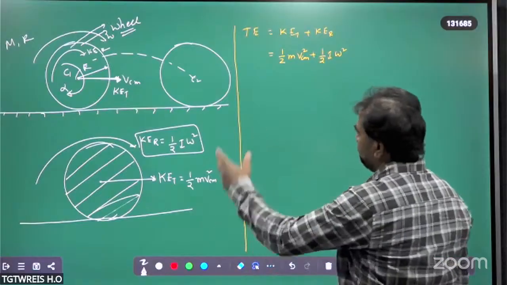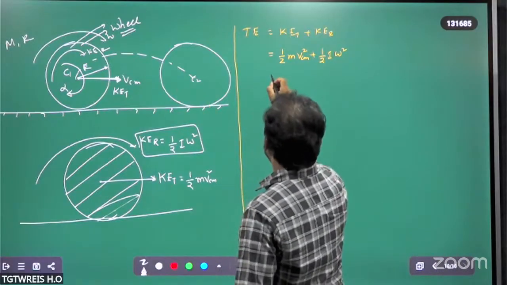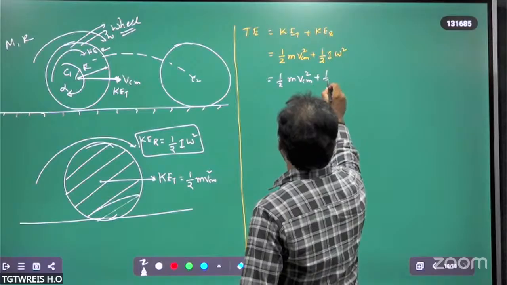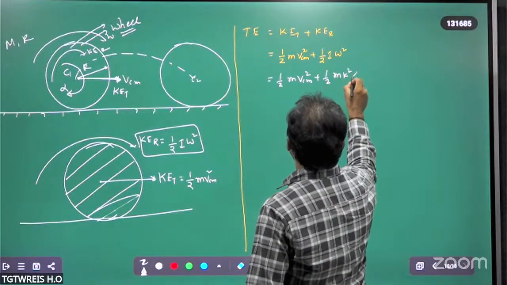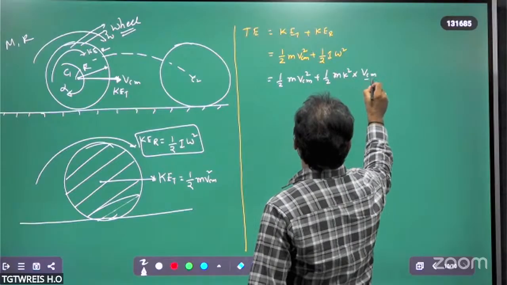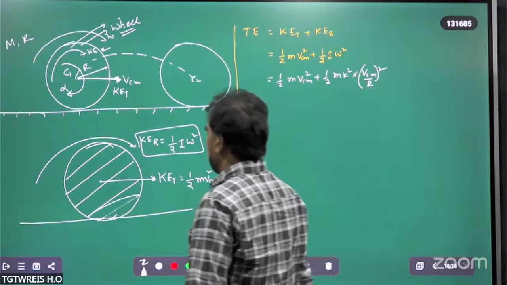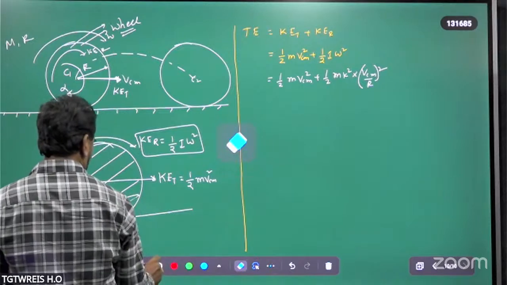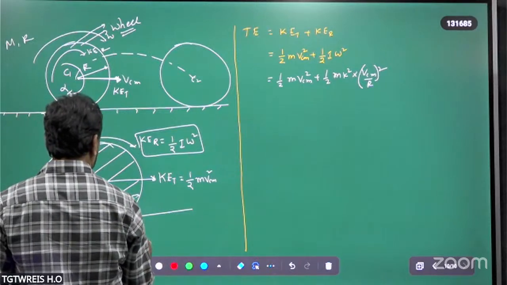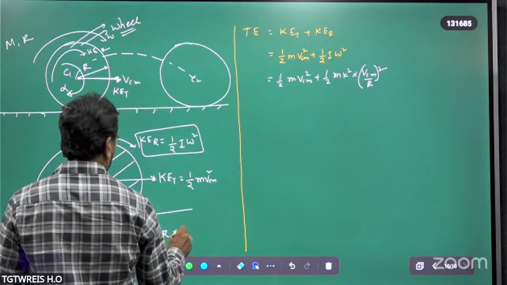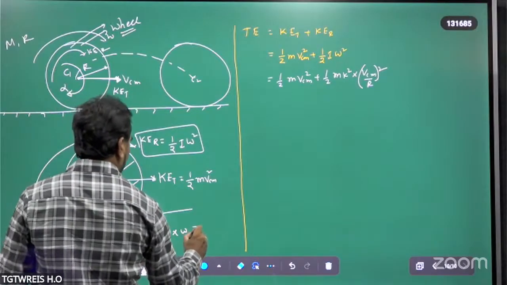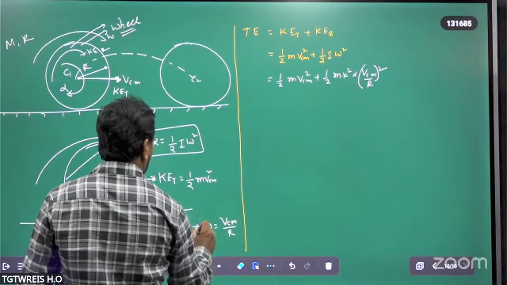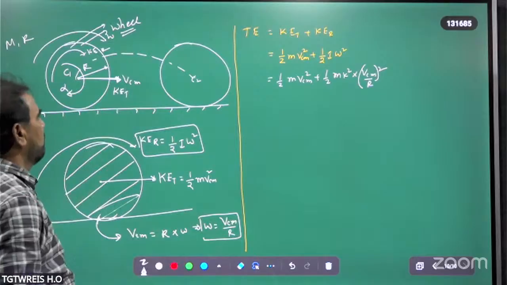What is I? It is the moment of inertia of the wheel about this axis of rotation. That is equal to half m VCM square plus half m k square into omega square, where omega is VCM by R. What's the value of omega? V is equal to R omega, so VCM is equal to R into omega. From this, omega is equal to VCM upon R. This is the angular velocity of the wheel.